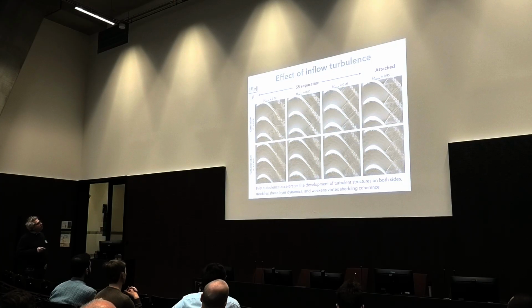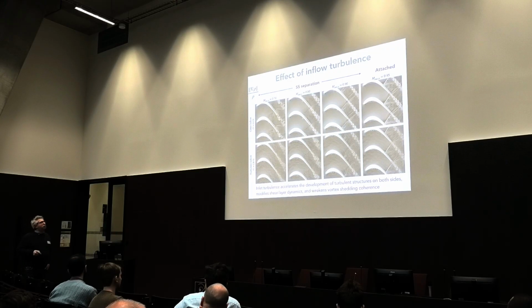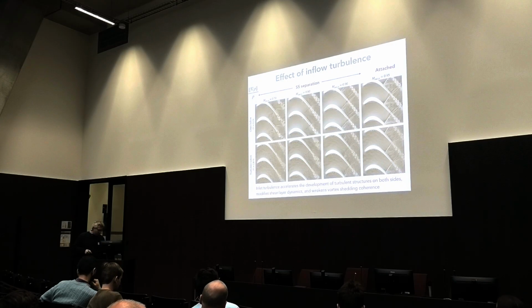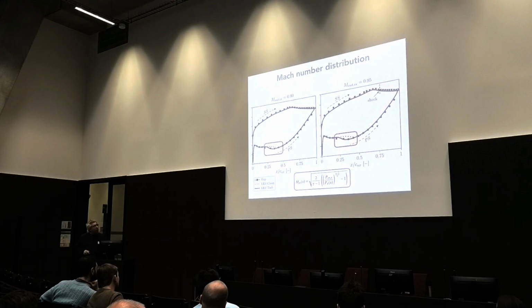You see also that the turbulence is, in this case, entering into the channel, while here the channel between the two blades is clean. So the inlet turbulence accelerates the development of turbulent structure on both sides of the blade, and it also modifies the shear layer dynamic and weakens the vortex shedding coherence. You see here that the vortex street that emanates from the trailing edge is much more coherent than what we have here when we inject the turbulent inflow, when we take into account the correct turbulent inflow of the wind tunnel.